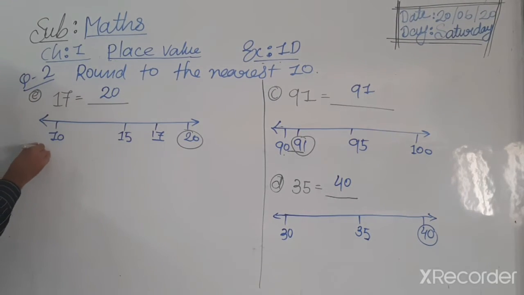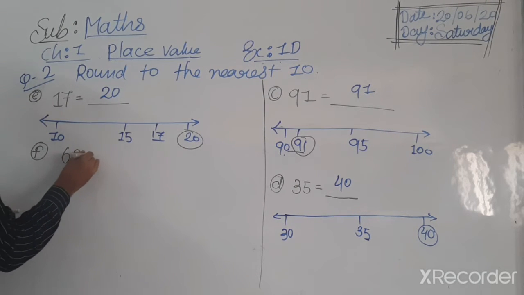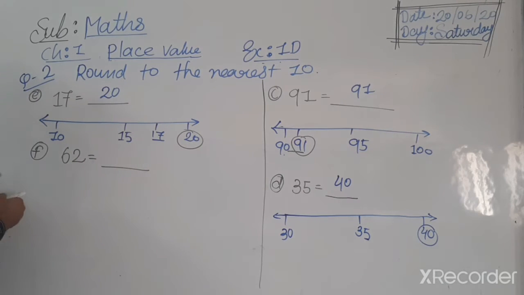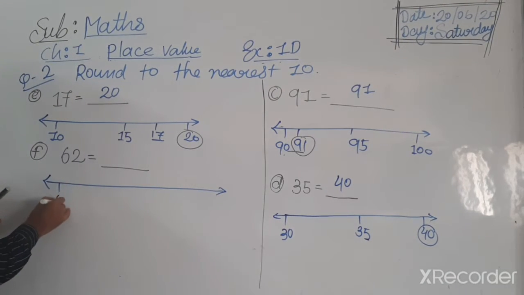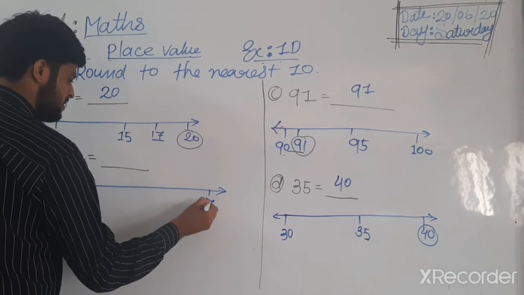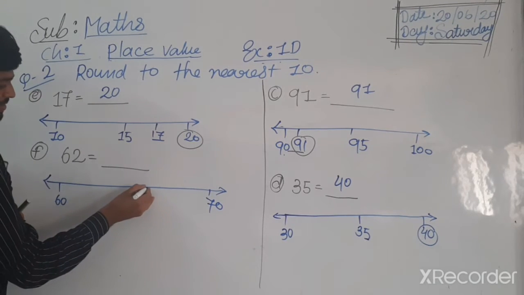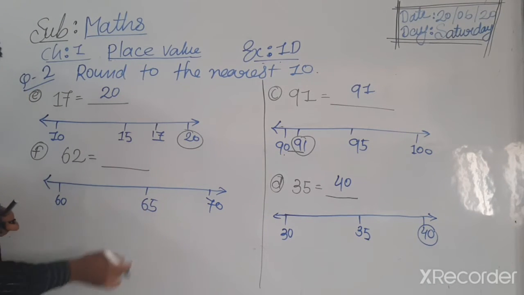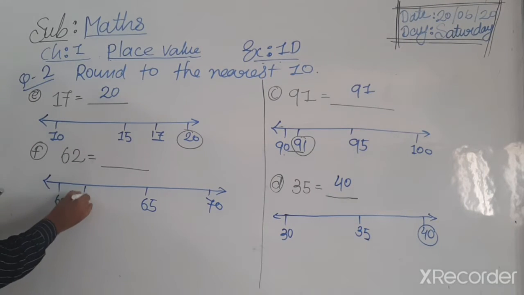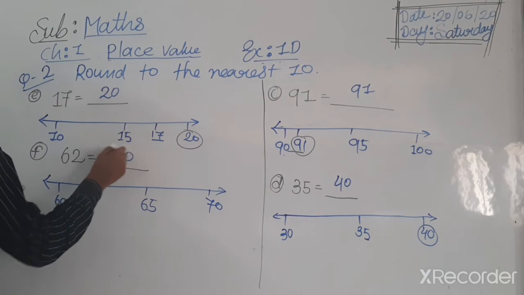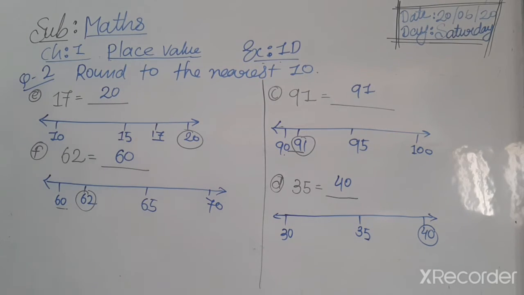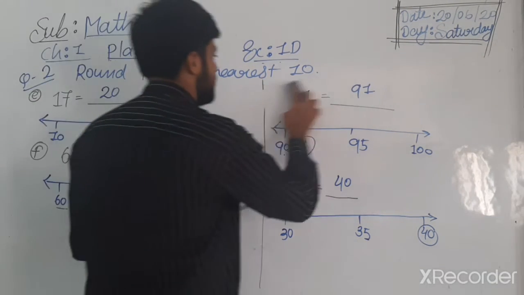Now we move on to F, which is 62. Let's check on a number line: 60 and 70. First we write the midpoint, 65. 62 comes before 65, so 62 is nearest to 60. So we write 60. Now we go further.